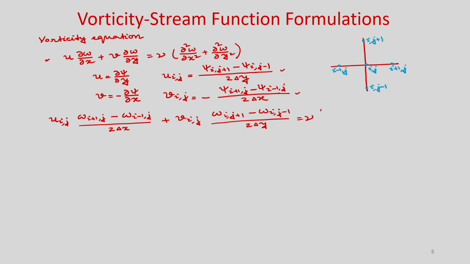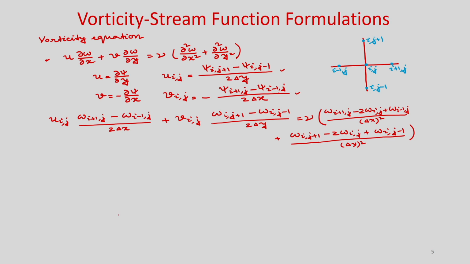So, you will use central difference: omega i plus 1 j minus twice omega i j plus omega i minus 1 j divided by delta x square. This is the first term, and the second term you can write omega i j plus 1 minus twice omega i j plus omega i j minus 1 divided by delta y square. So, you can see overall the approximation is second order, delta x square, delta y square.